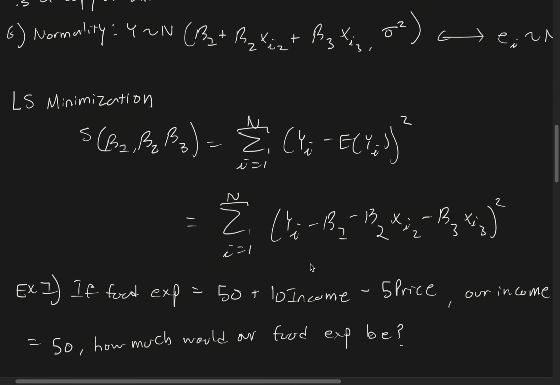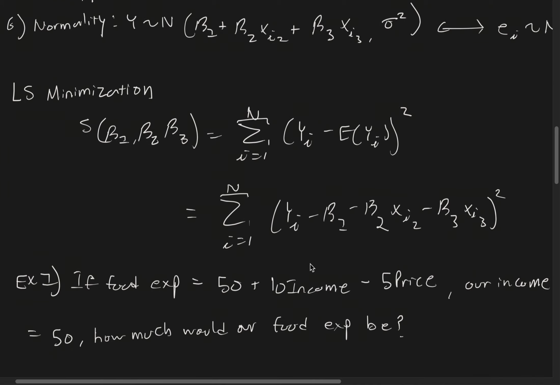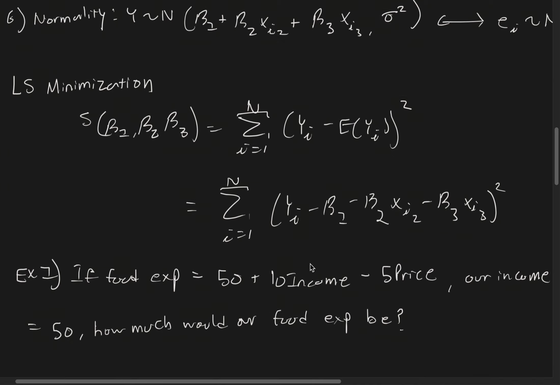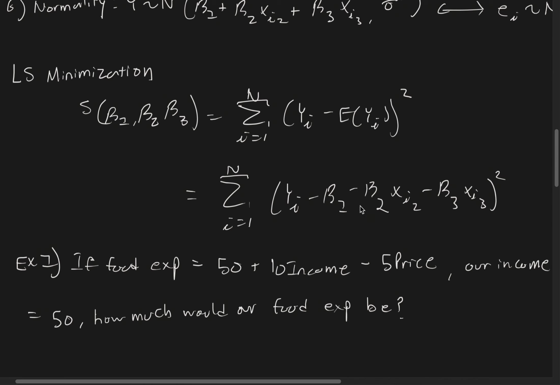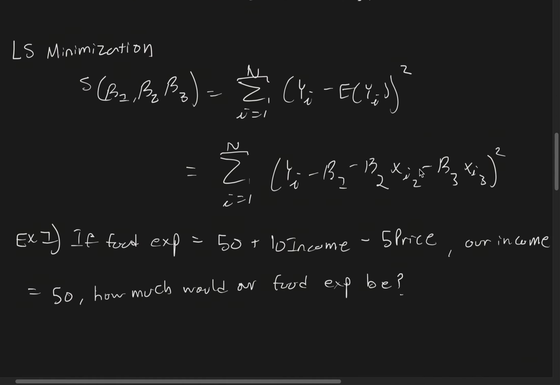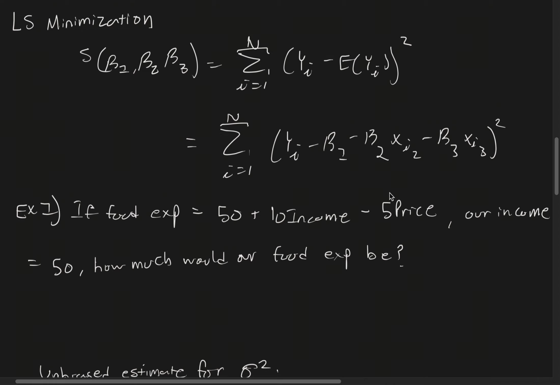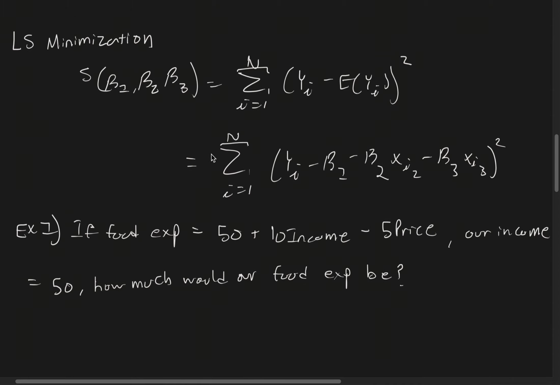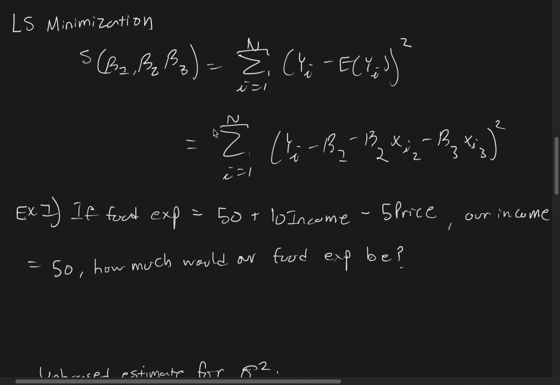And then the least squares minimization, we'll do the same thing, except we'll try to minimize based on multiple variables, so beta 2 and beta 3. If we do that, logically speaking, we would usually get a lower sum of squared errors because we're using multiple explanatory variables to minimize the least squares.